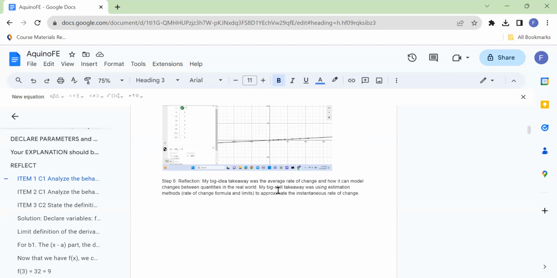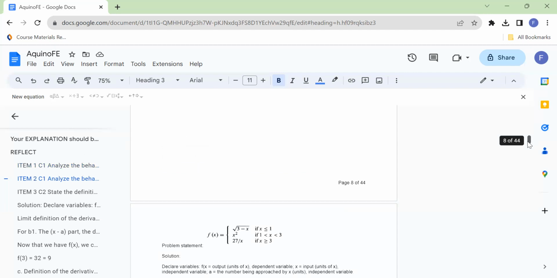My skill takeaway was using estimation because prior to that, I hadn't done estimation in a long time. And in math classes, everyone is so concerned with getting the right answer, even with estimation. It's like, no, estimation is an estimation. It's not meant to be perfect. It's meant to be an educated analytical guess. So that was my skill takeaway. And also how estimation can be used to approximate the derivative numerically, like a value.